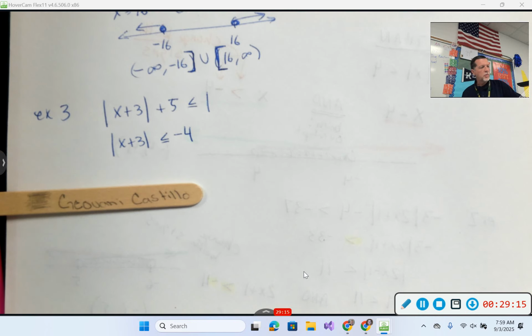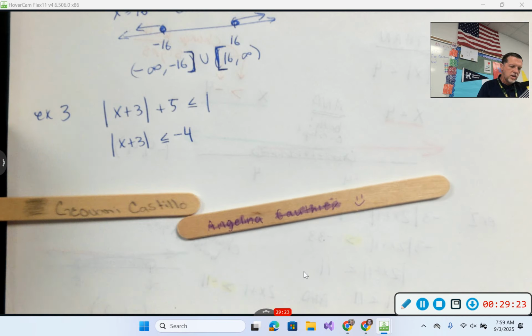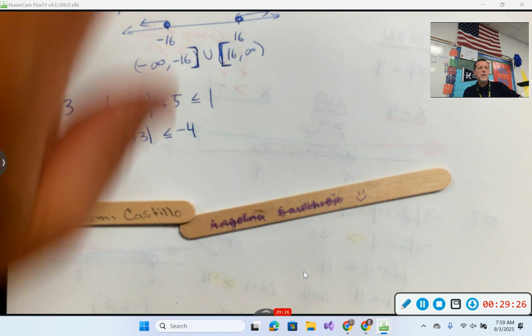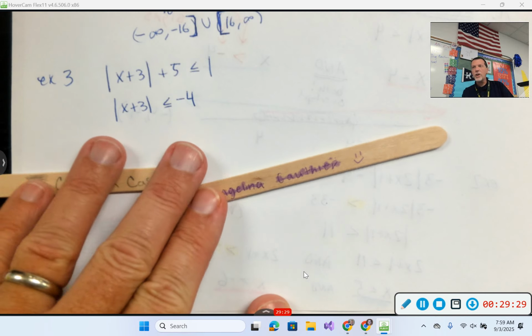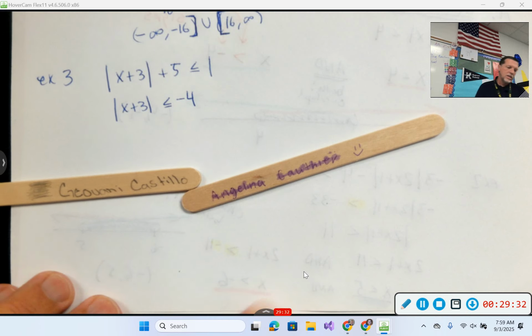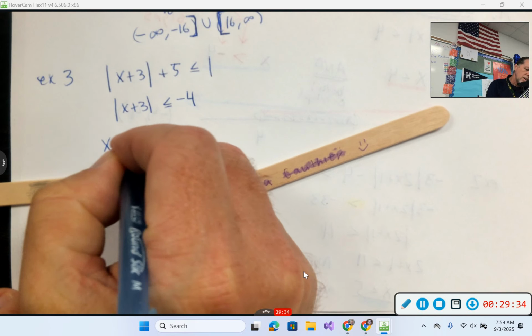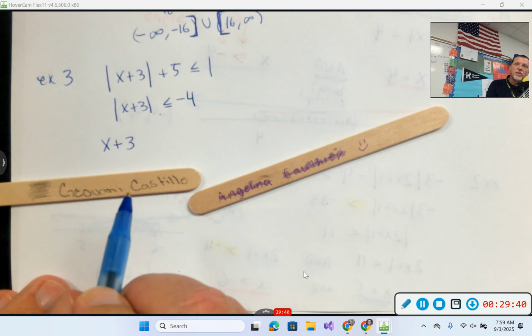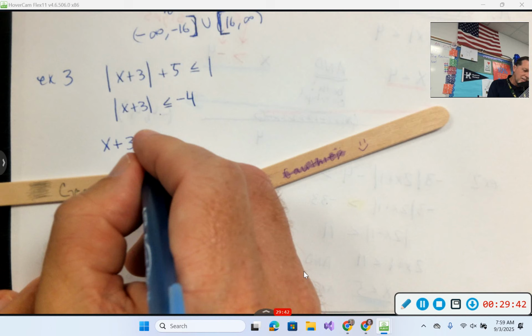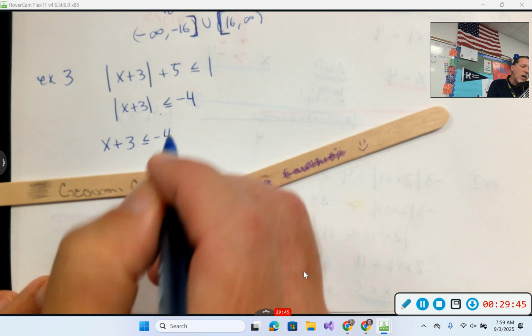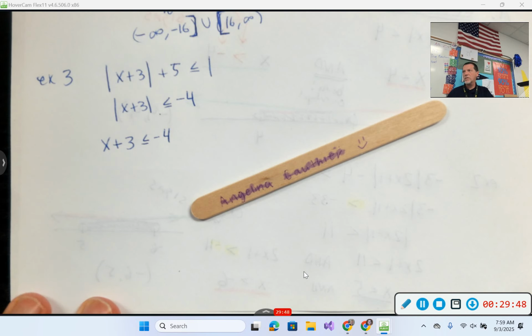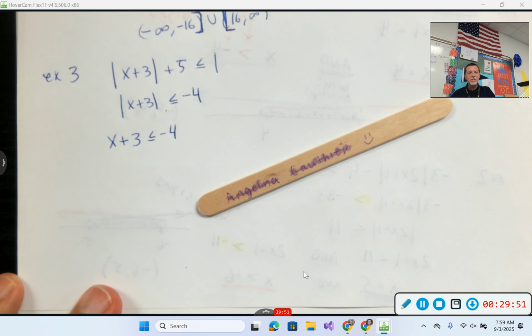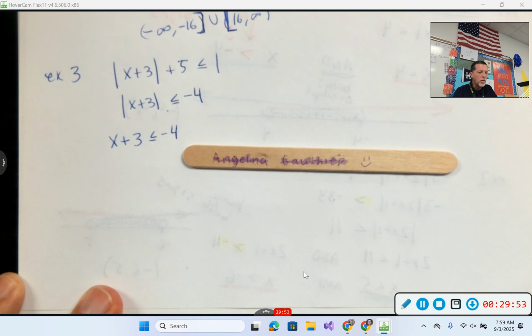All right, now it's time to split them up. Gio, what's the first inequality going to be? The first one, all you have to do is drop the absolute value bars. So keep that sign the same. All you do on the first one is drop the absolute value bars. For the equations or any inequality, first one, drop the absolute value bars.